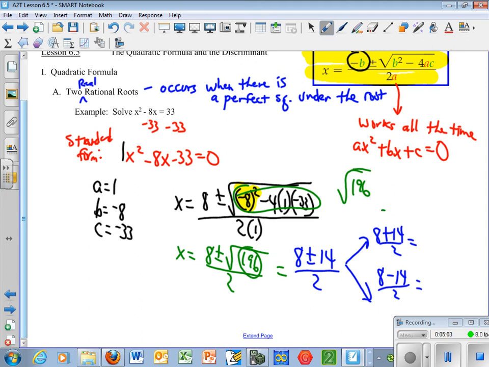8 plus 14 is 22. 22 divided by 2 is 11. There's one solution to that quadratic equation. 8 minus 14 is negative 6. Negative 6 divided by 2 is negative 3. Those are what we call two real rational roots. Rational means fractions, no square roots in your answer, and you need to know what type of roots.